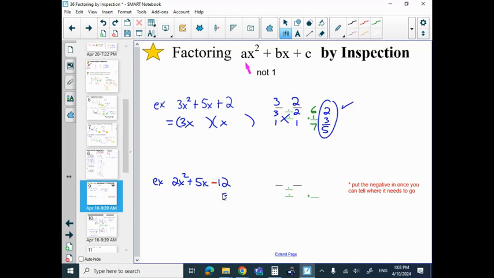The 3 has to be able to multiply with the orange. The 3 has to be able to multiply on the 1, so it needs to be in the other bracket. So that's the factored form of that.